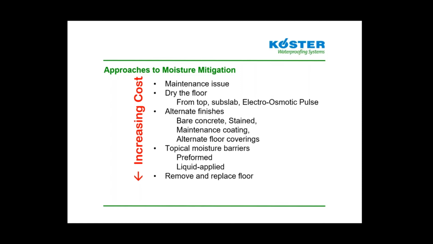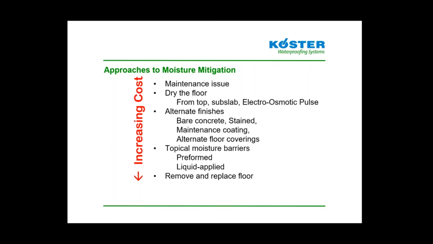Floors with unacceptably high moisture conditions for the type of the specified floor coverings can be treated on the surface with a topical moisture barrier, either preformed membranes or more commonly liquid applied membranes. Finally, obviously, if a flooring has been installed that's not suitable for this installation, where there are high levels of moisture, where the floor has failed, it's necessary to remove and replace the entire floor, which is obviously the most costly method with the most associated downtime.